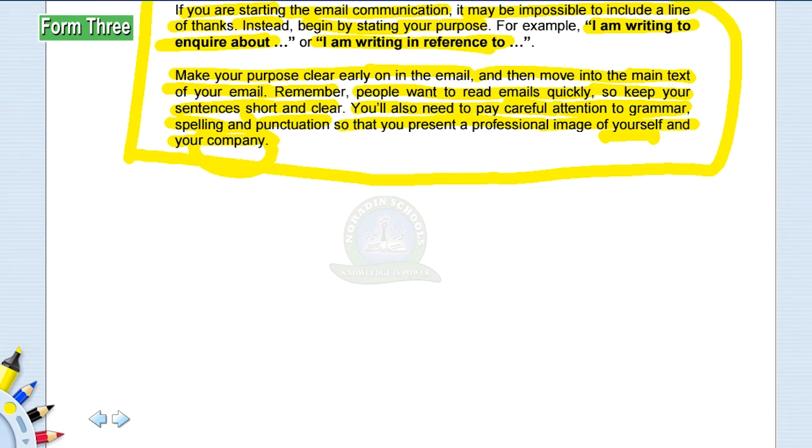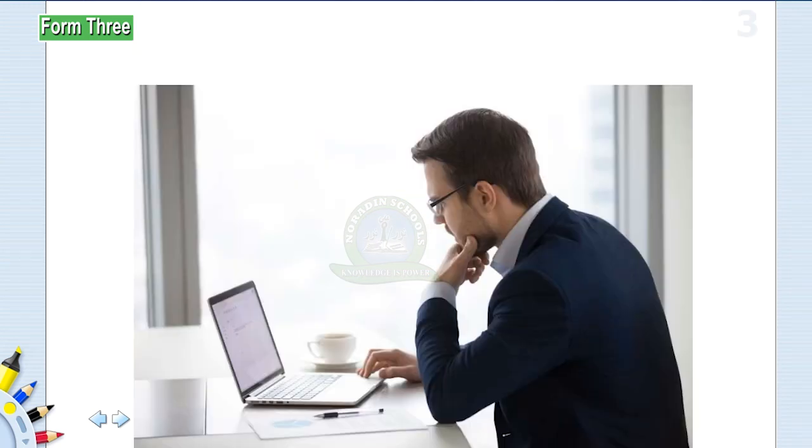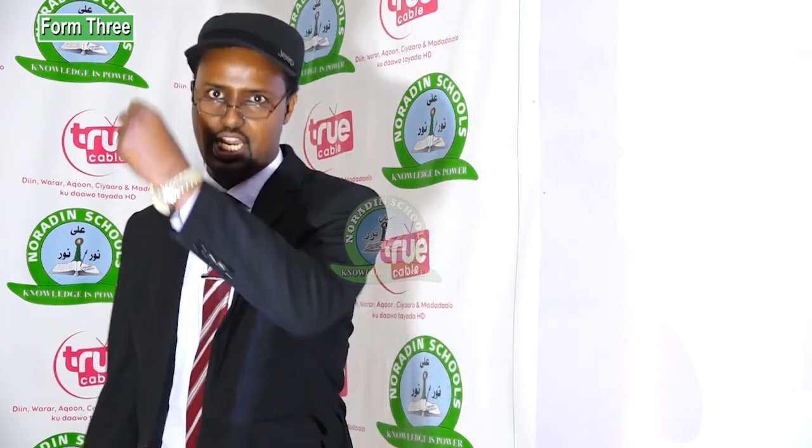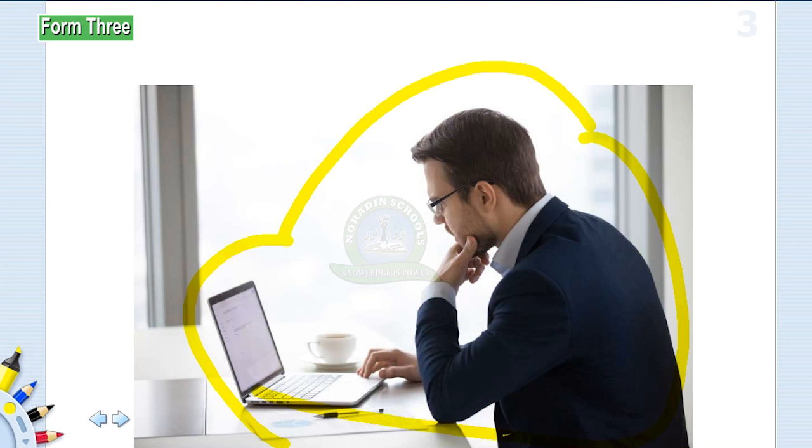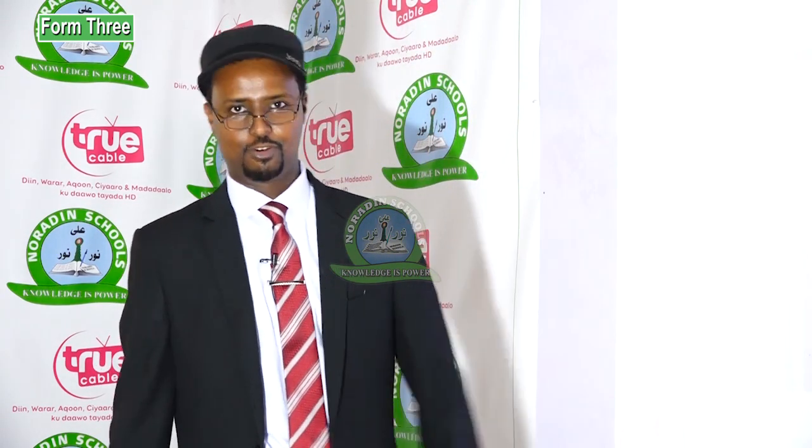Okay, now let's go to see this gentleman right here. See this gentleman, beautiful laptop. He's writing something. What is he writing? A professional email. My dear, look at that. Isn't it beautiful when you sit like that and you have your computer and you start to write something? Isn't it beautiful, my dear?